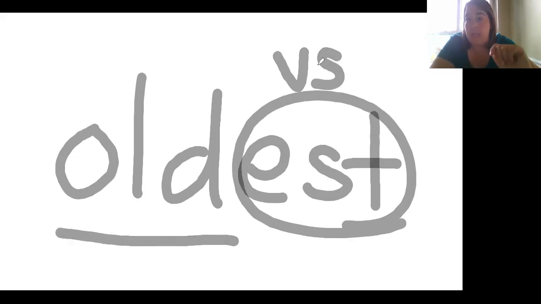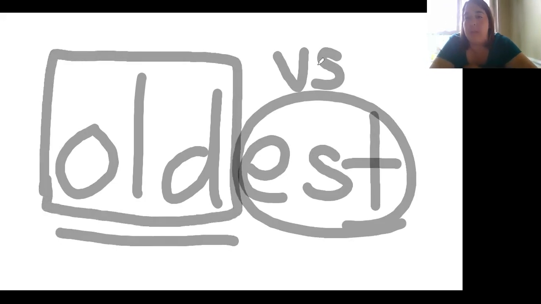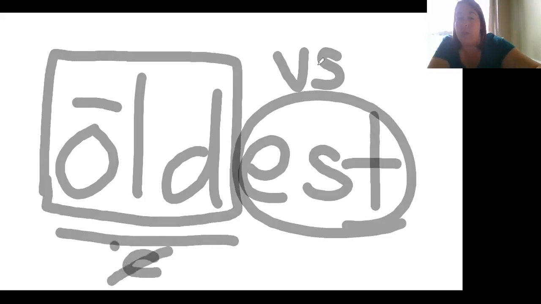Now, go back to the base word, old, and mark it up. O-L-D, old. That's one of our glued sounds that we learned before school closed. And what does the O in old say? O, so it gets a macron. And because it gets a macron, because it makes a long vowel sound, it's not a closed syllable. It's a closed syllable exception.